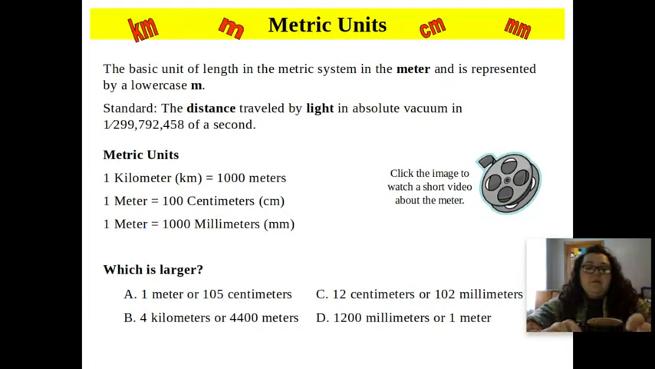So the basic unit of length for the metric system is going to be the meter, and we represent that by a small m.